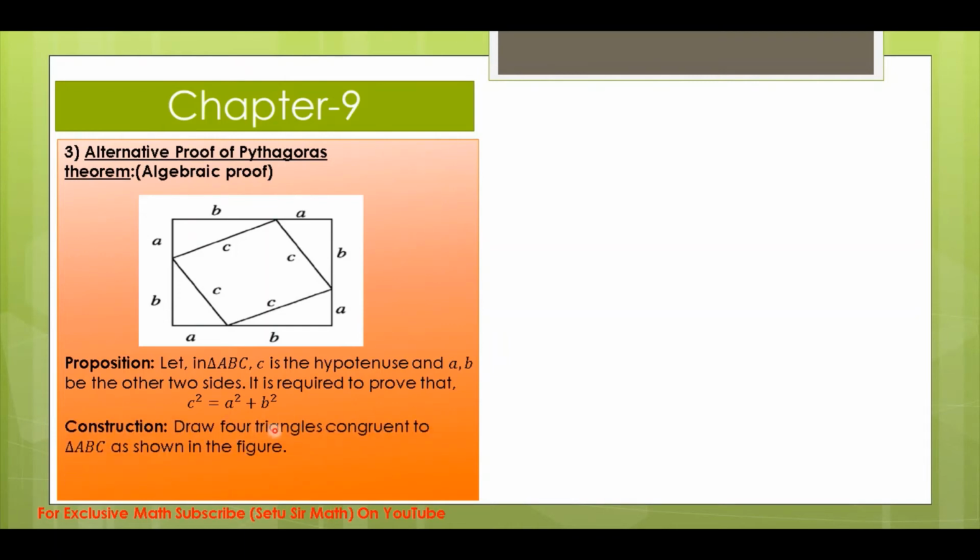Construction. Draw four triangles congruent to triangle ABC as shown in the figure. That means we have to draw another three triangles that would be congruent to this triangle. That means these four triangles will be the same. Let's see the proof.